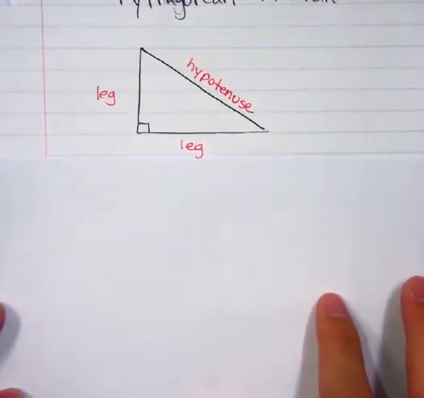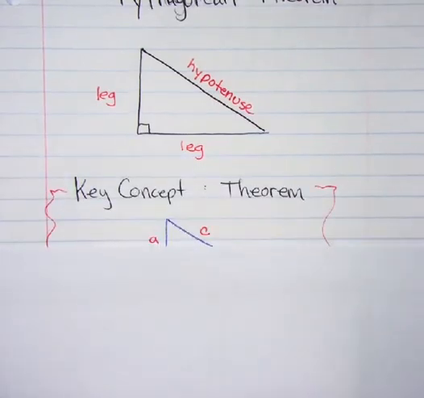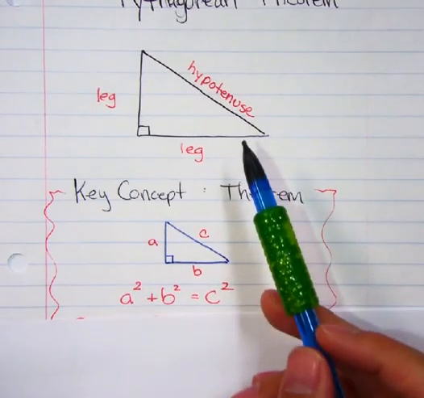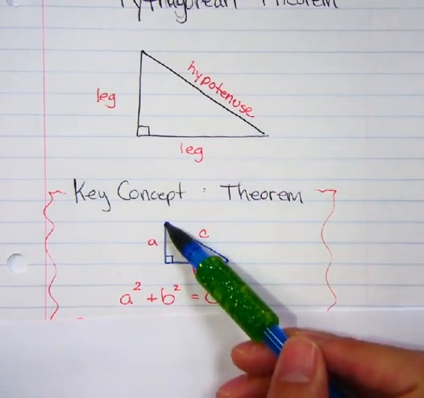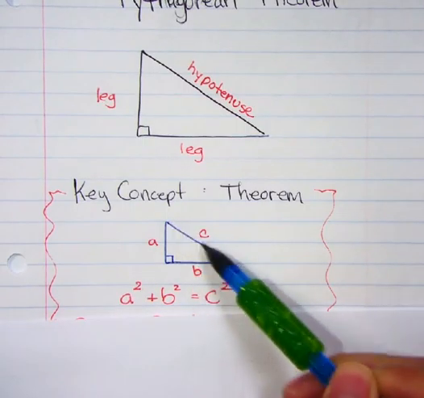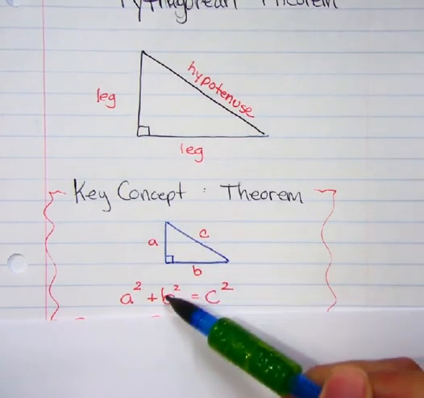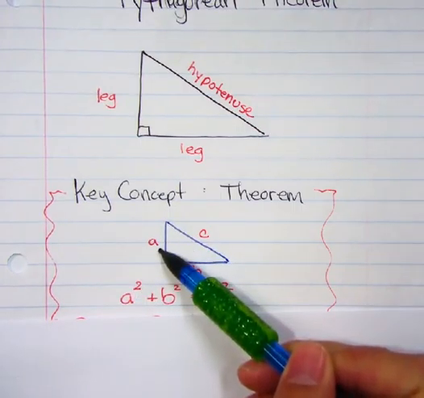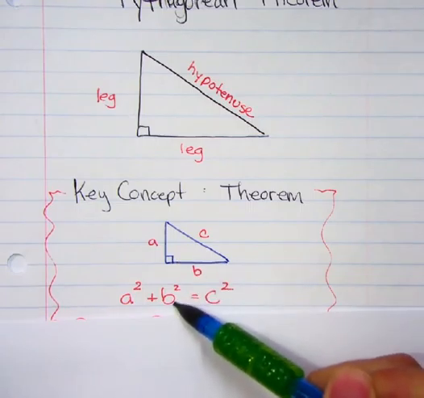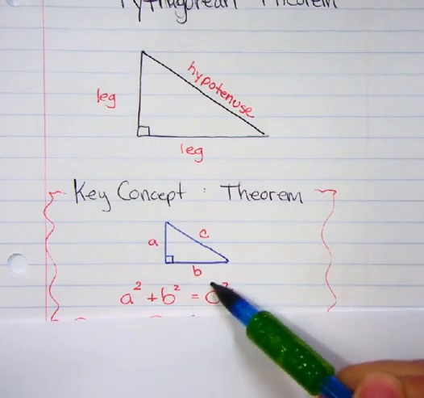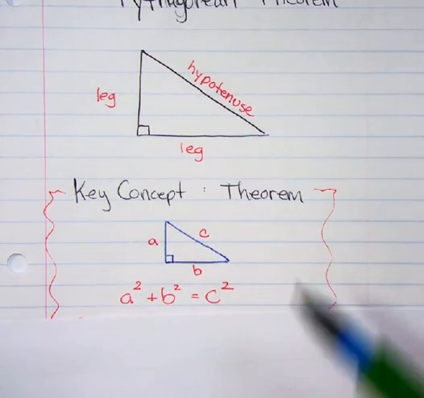All right, so now you've drawn that into your notes. We're going to talk about the key concept. So there's this idea that says, look, when I have a right triangle, if I call one of the legs A, the other leg B, and the hypotenuse C, then it works that if I take the one leg A and I square it, and I take the other leg B and I square it, and I add those two numbers together, that's going to be equal to the third side squared.